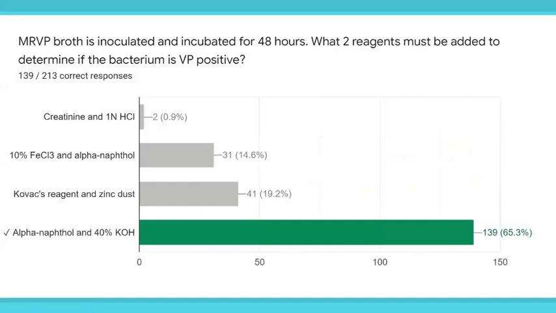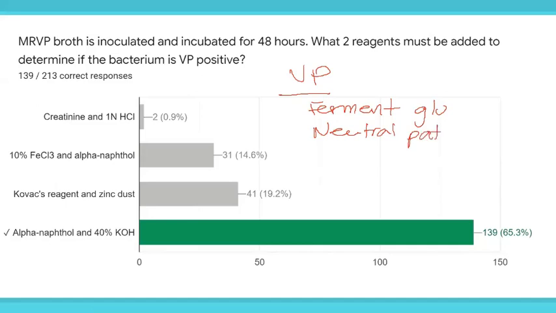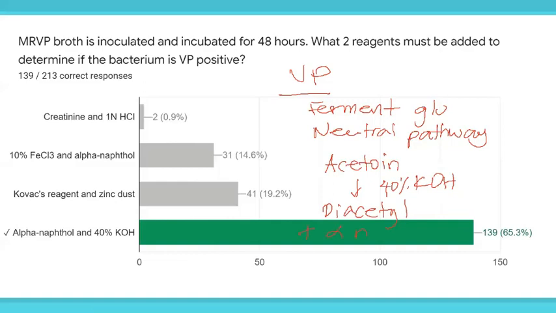MRVP broth is inoculated and incubated for 48 hours. What two reagents must be added to determine if the bacterium is VP positive? So VP is your Voges-Proskauer test. The Voges-Proskauer test tests for the ability of the organism to ferment glucose using the neutral pathway. In the neutral pathway, glucose is converted to acetoin. Then through the addition of KOH, particularly 40% KOH, acetoin is converted to diacetyl. And this diacetyl reacts with the other agent, which is alpha-naphthol. This produces the positive result, which is a red color. Okay, so the correct answer here is letter D.